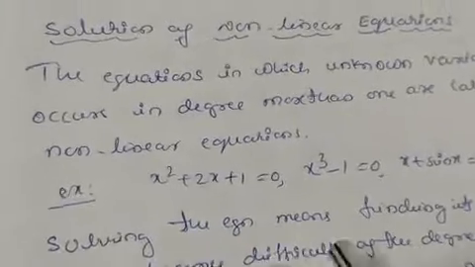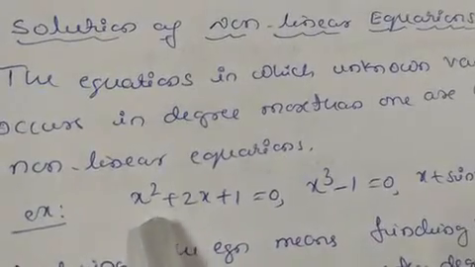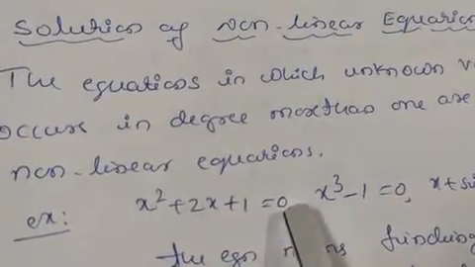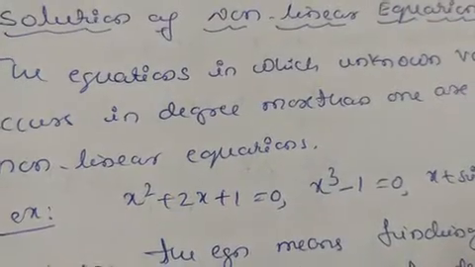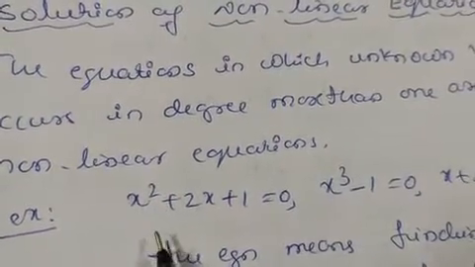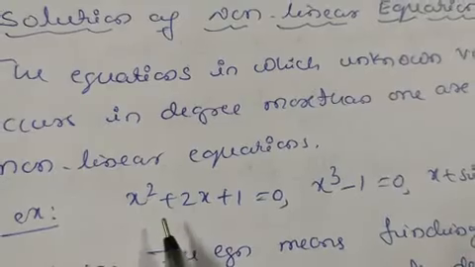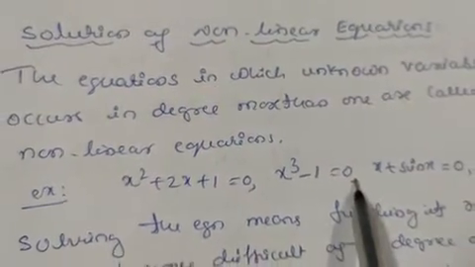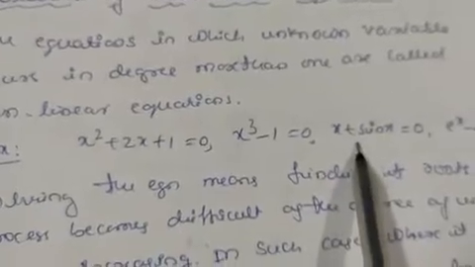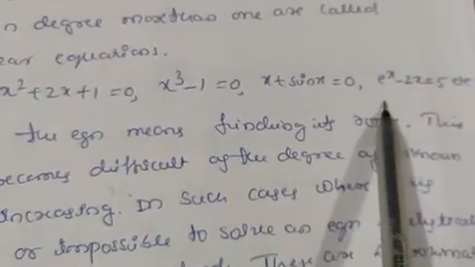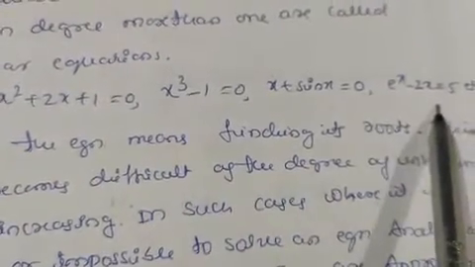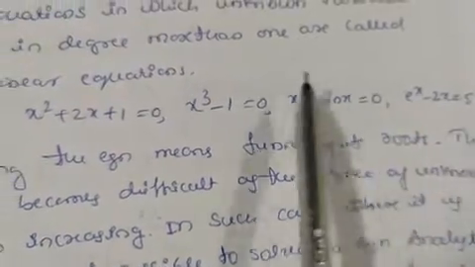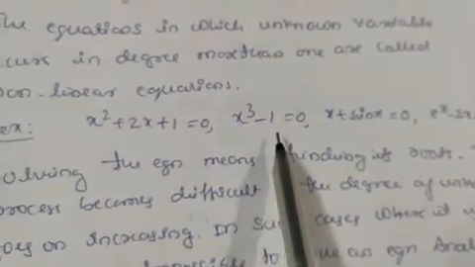Let us take an example: x square plus 2x plus 1 equals 0. This is a second degree equation, meaning the highest power of the variable here is 2. And x cube minus 1 equals 0 is a third degree equation. We also have x plus sin x equal to 0 and e raised to x minus 2x equals 5, etc. These are all nonlinear equations.